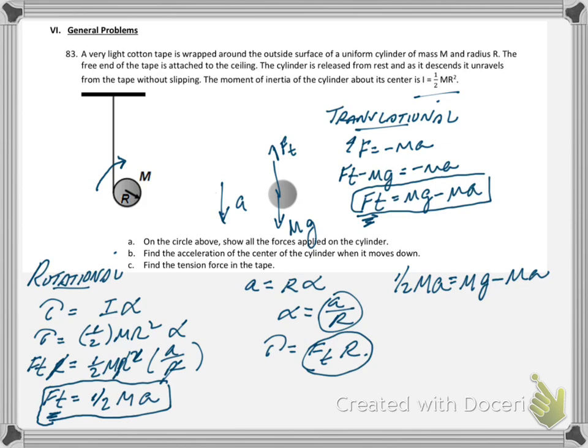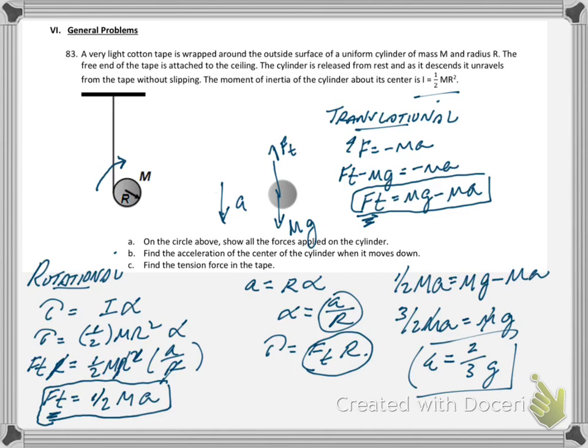So if we put the ma on the other side, it's going to be 1/2 ma plus 1 ma is going to be 3/2 ma, and that's going to equal mg. We can cancel out the m's, and we would get acceleration equals 2/3 g.